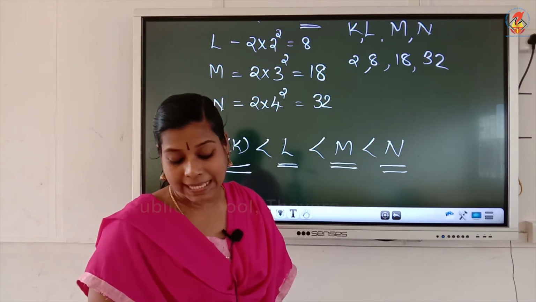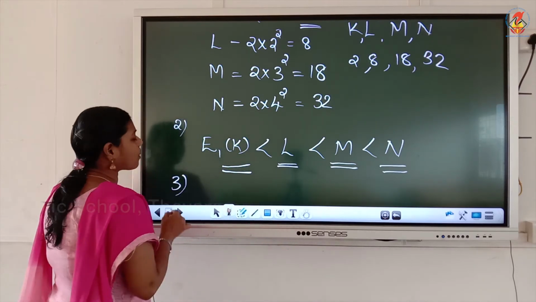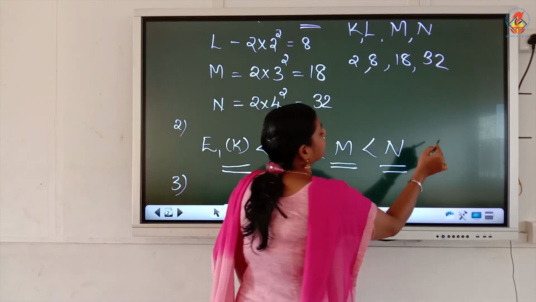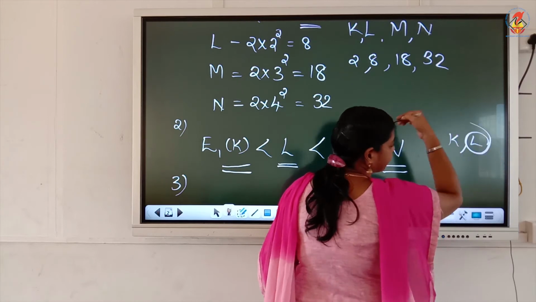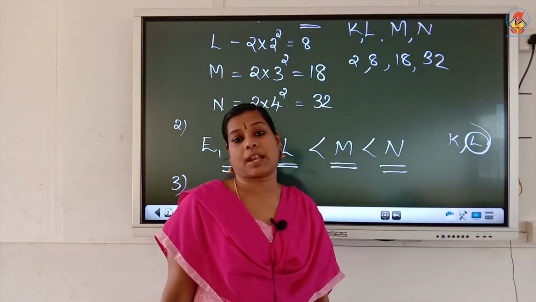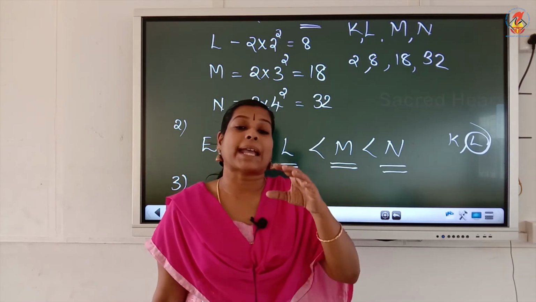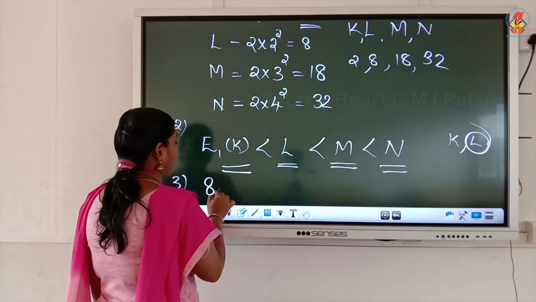Okay, and the last rule says that if a particular shell is the outermost shell, suppose for a particular atom 2 shells are there, K and L. So, L shell will be the last shell. The last shell is also known as the outermost shell. So, for the outermost shell, the maximum capacity is 8.